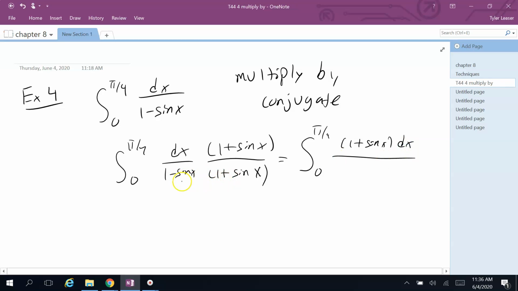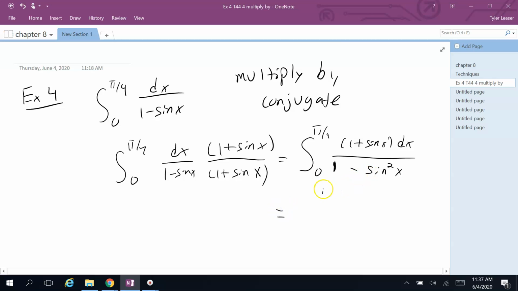But when I multiply the bottom by 1 plus sine x, we're going to FOIL these things together. So we're going to multiply the 1's together. 1 times 1 is 1. My inner is going to be negative sine x times 1, which is negative sine x. My outer is going to be a positive sine x, so those two things just cancel out. But then I have a negative sine x and a positive sine x that will multiply together to be a negative sine squared.